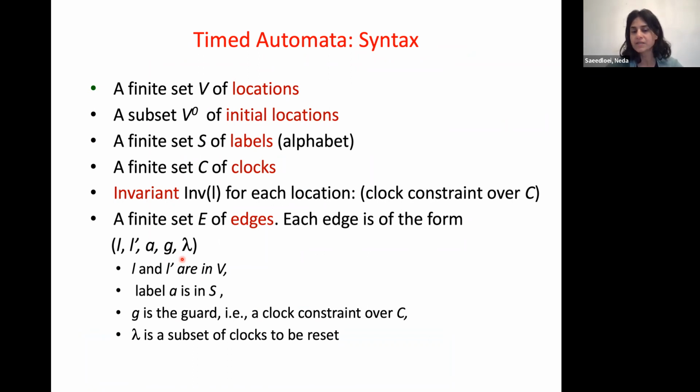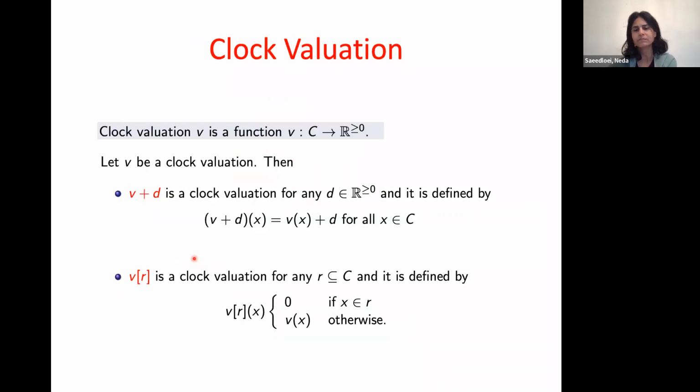Okay, so now formally, a timed automaton includes a finite set of locations, a subset of initial locations, a finite set of labels, and a finite set of clocks. And then we have invariants, which are essentially some clock constraints that are added to the locations. And then we have edges. So each transition or edge of the automaton is going to take the initial location, the target location, A is the label, G is the guard, which is a clock constraint, and lambda is the set of clocks that are going to be reset along with this transition.